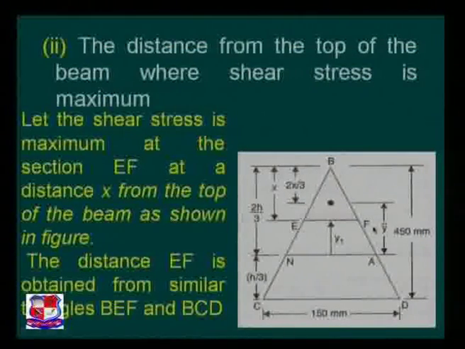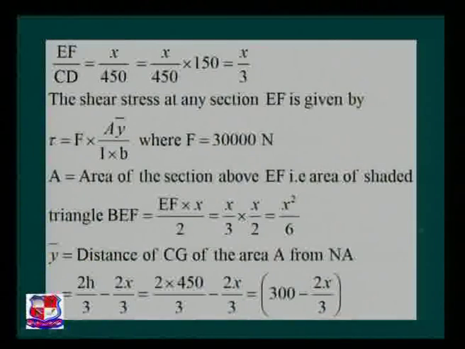This EF by CD is equal to x divided by 450. So we achieve EF equals x by 450 into CD, that is 150. We achieve EF is equal to x by 3. That is the value of EF. So we achieve the value EF is equal to x by 3.